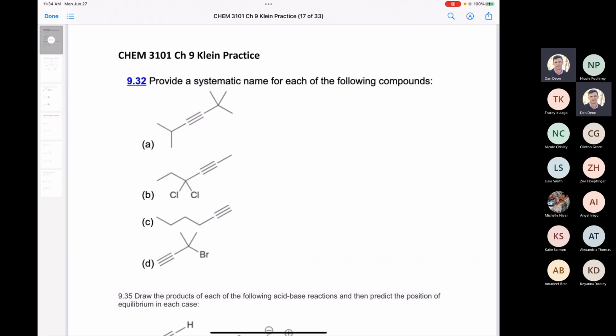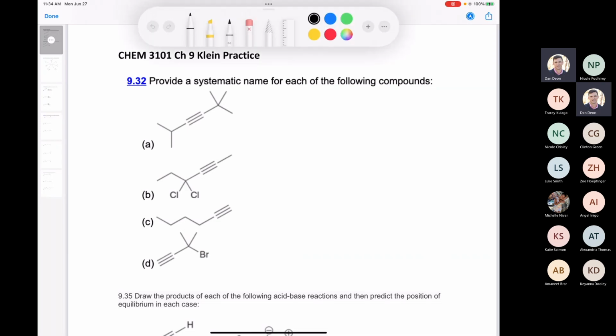What if we wanted to name B? So, what if we wanted to name this one here? How would we do that? If I highlight this carbon in yellow and I highlight this carbon in red, could anybody tell me where I would start numbering the chain? Would I start on the red carbon or the yellow carbon?